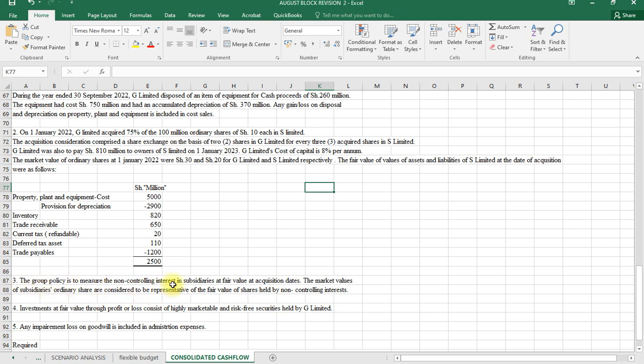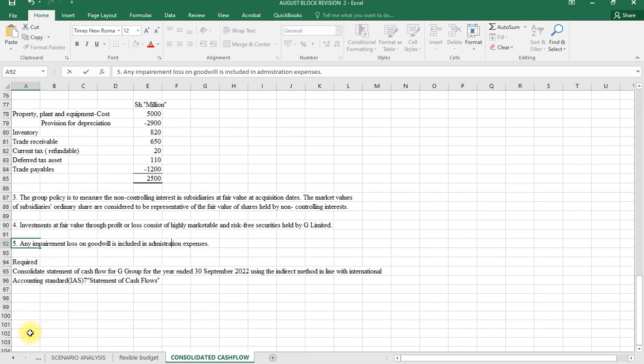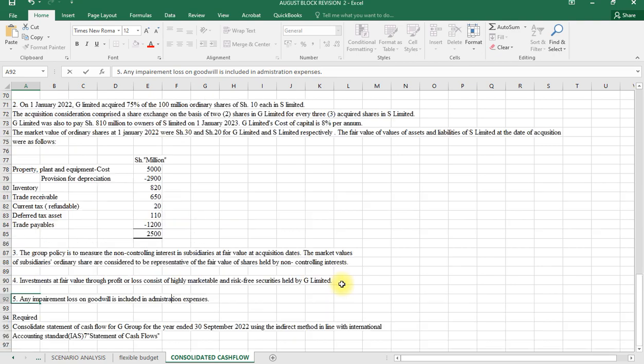The group policy is to measure non-controlling interest in subsidiaries at fair value at the acquisition date. The market value of subsidiary ordinary shares is considered to be representative of the fair value of the shares held by non-controlling interest. Investment at fair value through profit or loss consists of highly marketable and risk-free securities held by G Limited. Any impairment loss on goodwill is included in administration expense. Required: the consolidated statement of cash flow for G Group for the year ended September, using the indirect method in line with International Accounting Standard 7 Statement of Cash Flows.